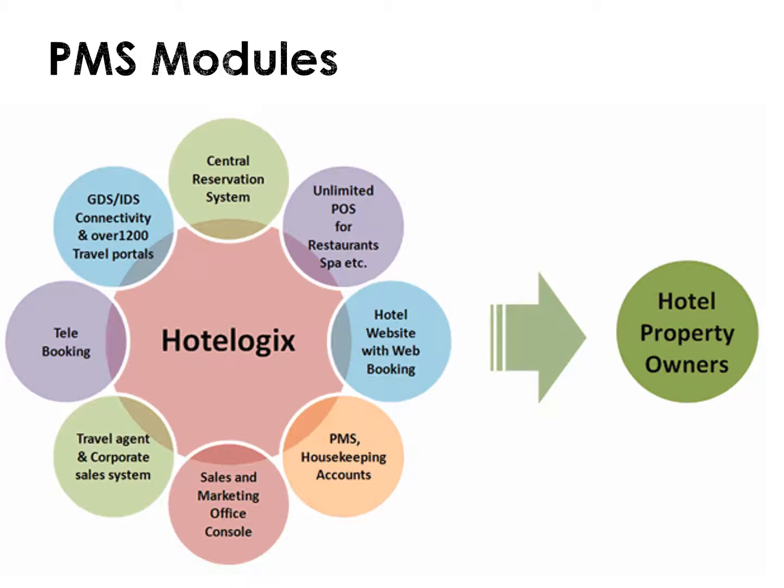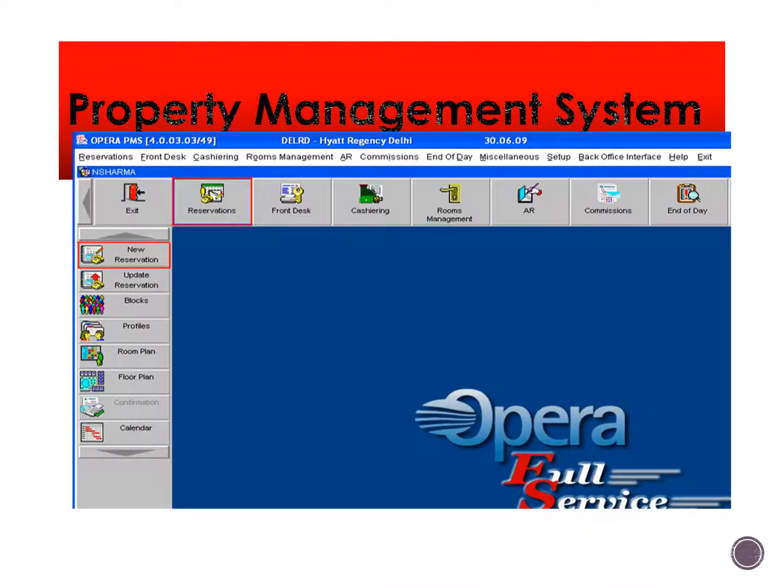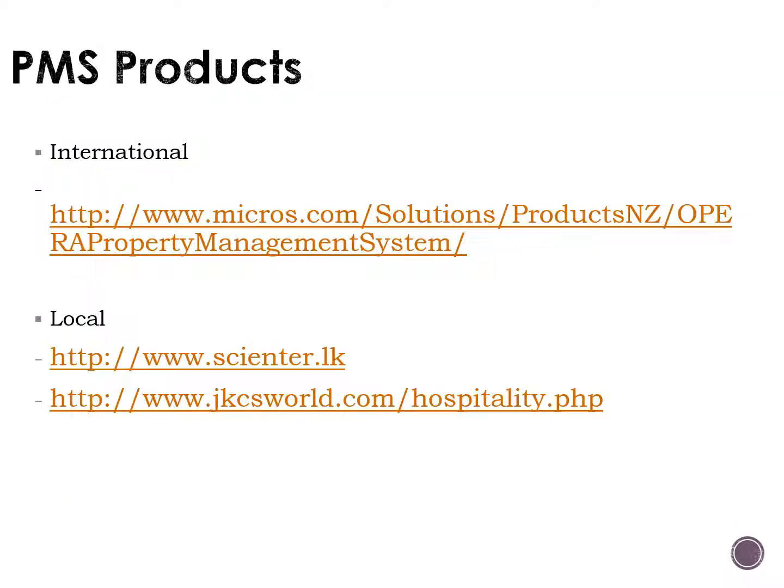This is some modules of Hotel Logic. There's a software called Hotel Logic. So they have different modules like that. So finally it is a PMS, right? You can see central reservation and POS, website, housekeeping, sales and marketing, travel agents, tele booking, which is by telephone. Those areas combined, we can have a PMS. So this is another PMS like the Opera system. This is a very popular one. So they have different components like this: reservation, front desk, cashiering, room management, and such.